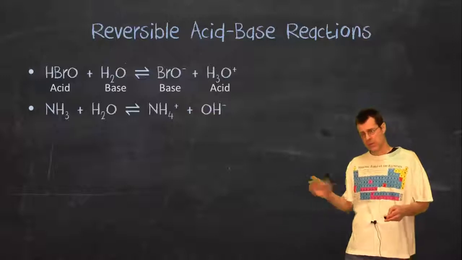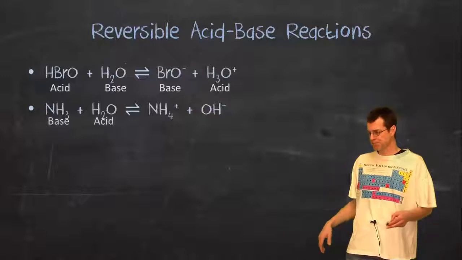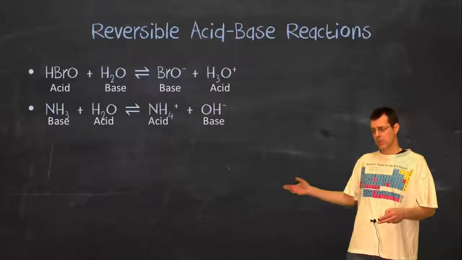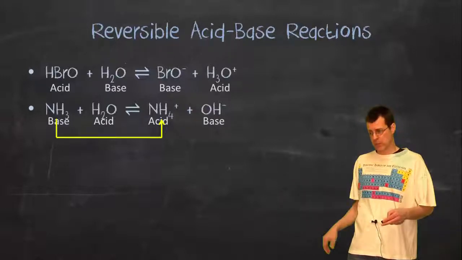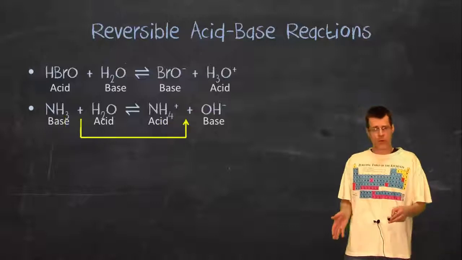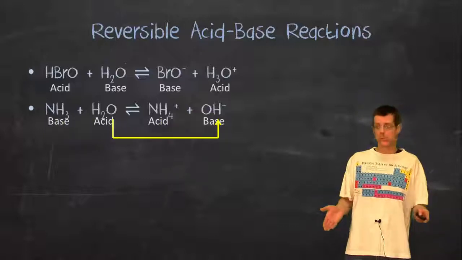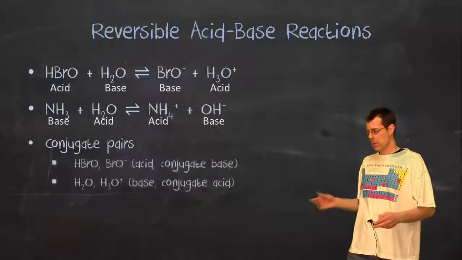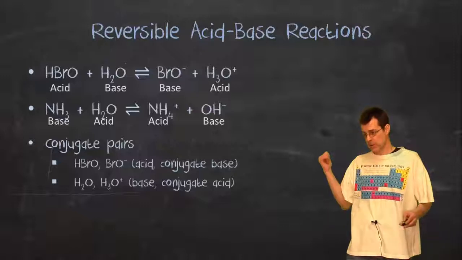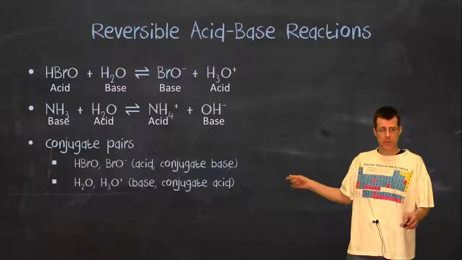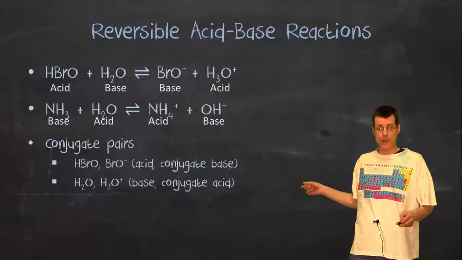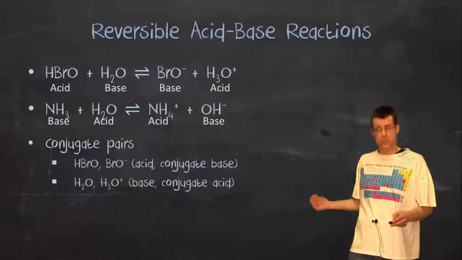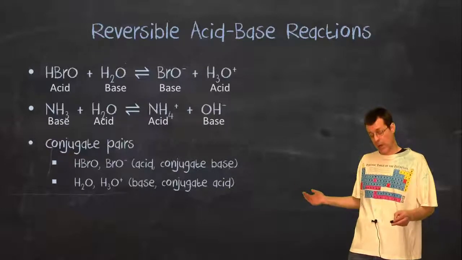If I look at this one, this was the example I used for my weak base. The thing that starts out as a base, accepting a proton, becomes something that can donate a proton. And if I were to follow both from either side, both are different by 1 proton. That leads us to something called conjugate pairs. And a conjugate pair, on these specific examples, the hypobromous acid with the hypobromite ion is an acid and its conjugate base.